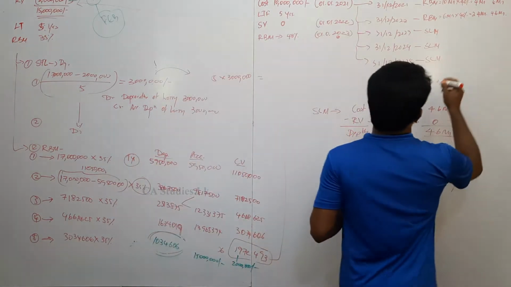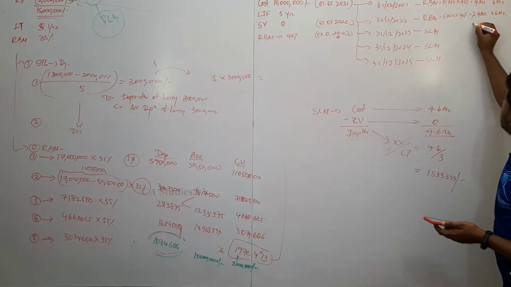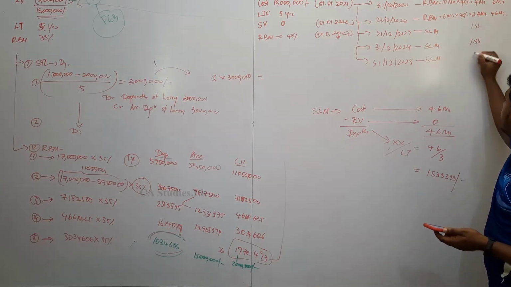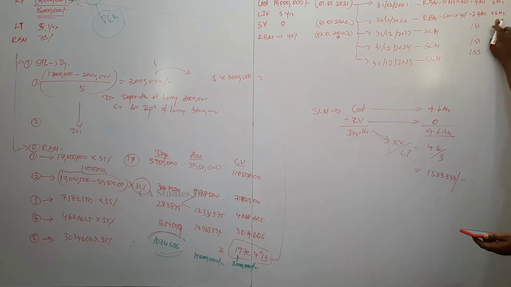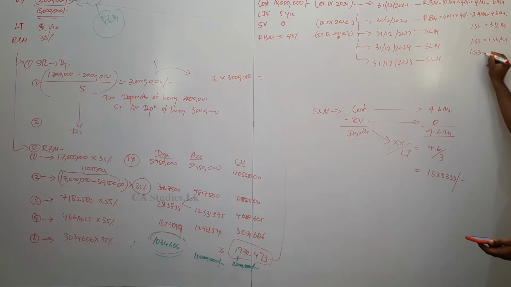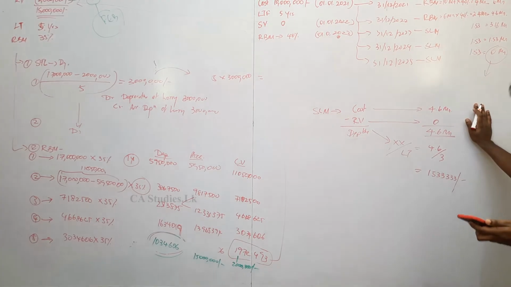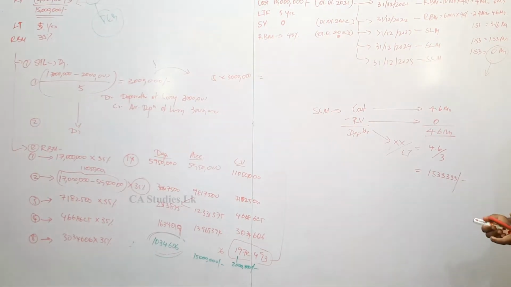Right. First year depreciation is 1.53. Second year also 1.53. Third year also 1.53. 4.6 minus 1.53 is 3.1. Right? 3.1 minus 1.53, balance 1.53. I'll take it as 1.53 minus 1.53, 0 million. Now after that there is no value for this asset. This is how it's changed, right?